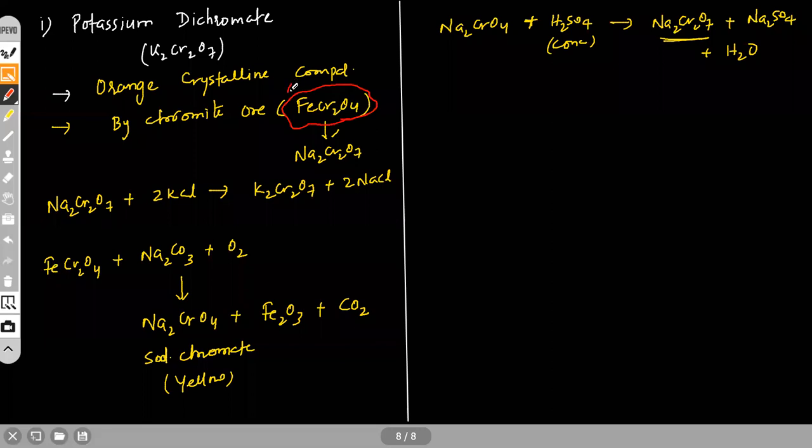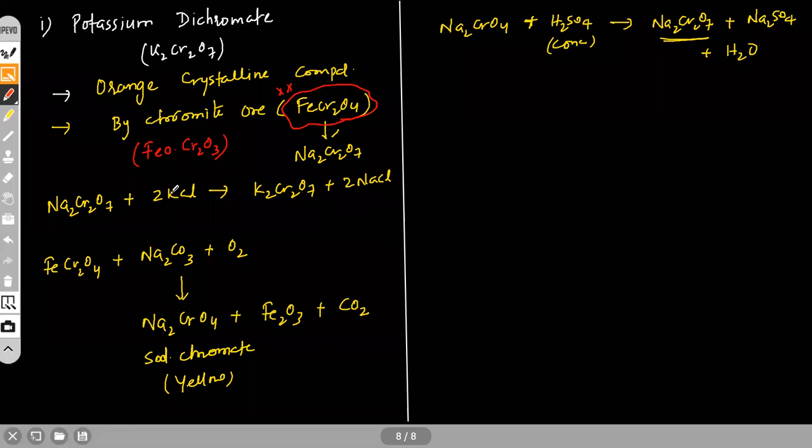Very important, this one. One more thing I'll tell you about this FeCr2O4. It actually exists in this form, FeO.Cr2O3, an addition compound of these. It is similar to that, if you remember, Fe3O4. How does Fe3O4 exist? Fe3O4 exists as FeO.Fe2O3. Because Fe3O4, they have asked many times in the exam, the oxidation state and all. This they may ask.